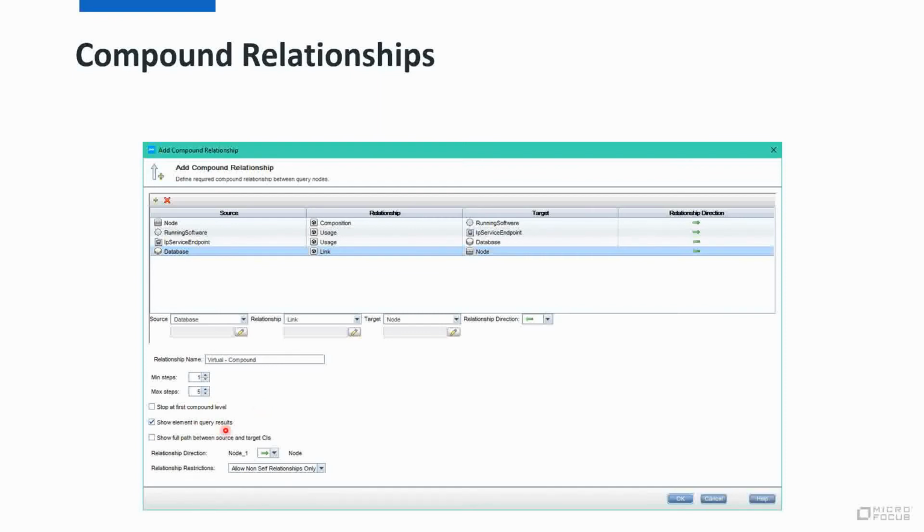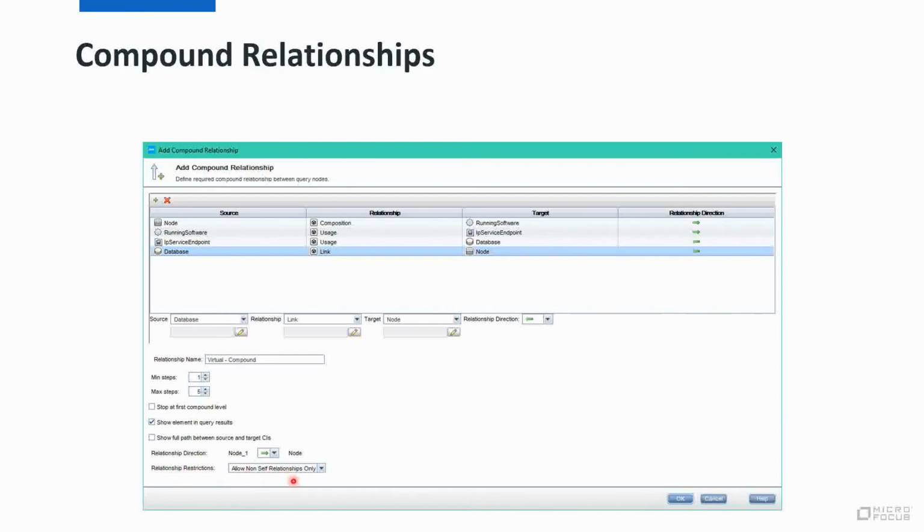You can also show this element or not in the query results, being a line. And you can click this to show the full path between the source and the target. And here's our relationship direction is from node 1 to node, right? In that case, it's going to be my database. And in this, we say allow non-self relationships only.